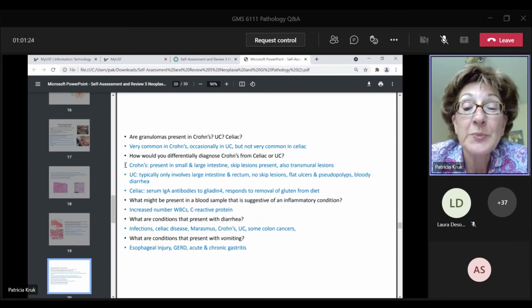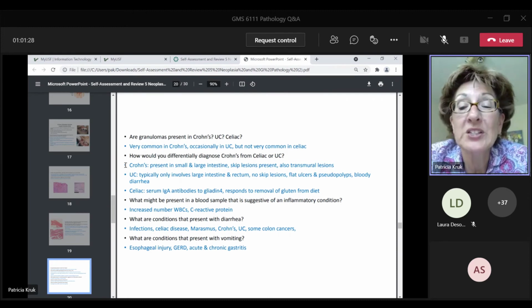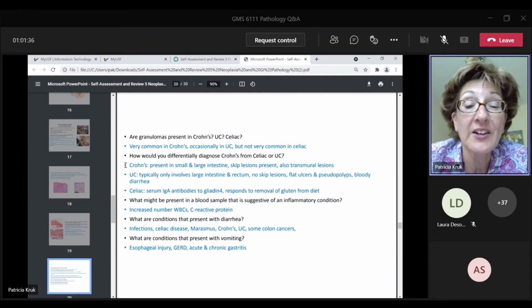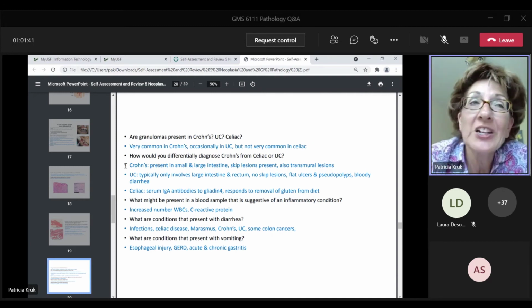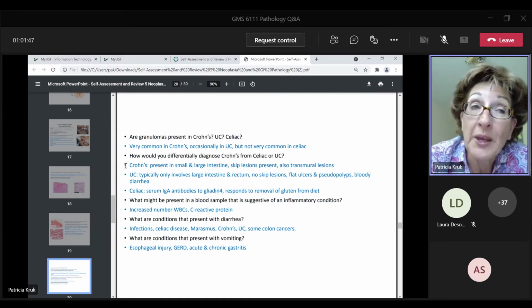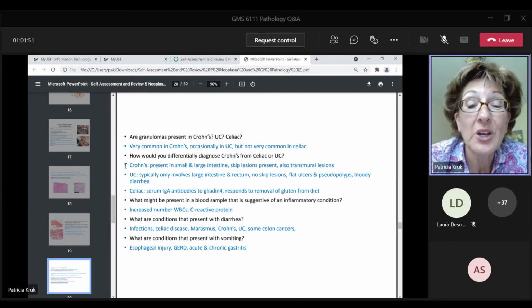What other things might be present? Again, to remind you, in a lot of these inflammatory conditions, what would be suggested? If you took a blood sample, I'm sure you'd see high levels of white blood cells. You might see C-reactive protein levels that are higher. And what are some of the other conditions that would present in the GI tract? You're either going to see disruption of function that results in material coming up through the mouth or down through the anus. So you're going to see either diarrhea or vomiting.